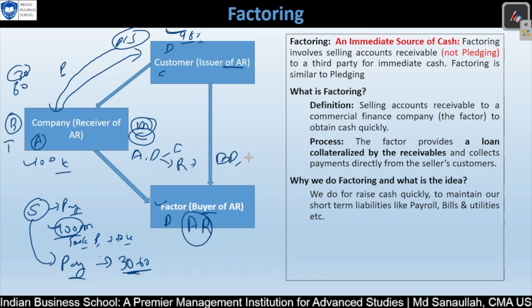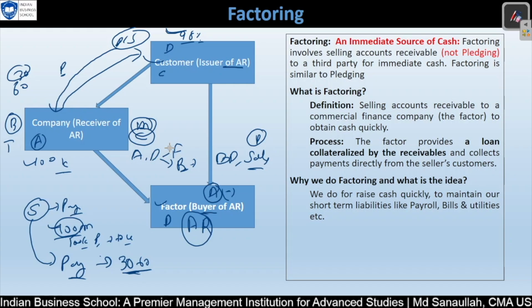Another risk is sales return. If it is a product and the product has not been liked by your customer, he will return it. He will return it to you, but he needs to pay directly to this factor, so it will be deducted from his amount, right? His amount will be reduced. So that is why he will consider these risks, and for those risks he will also reduce the amount.